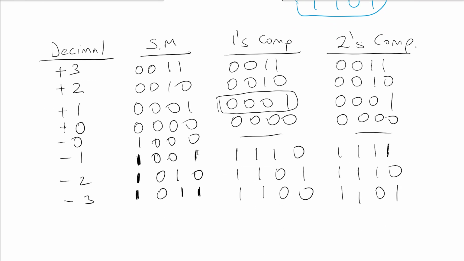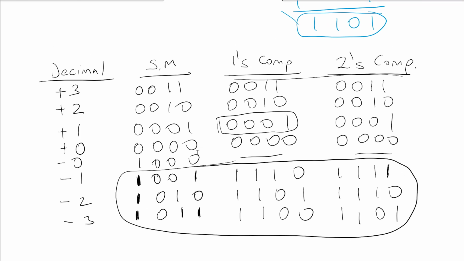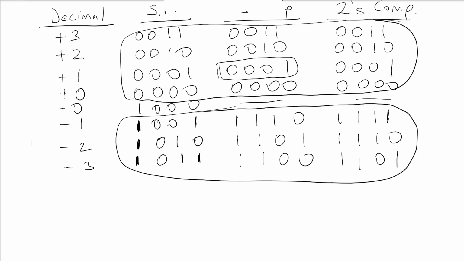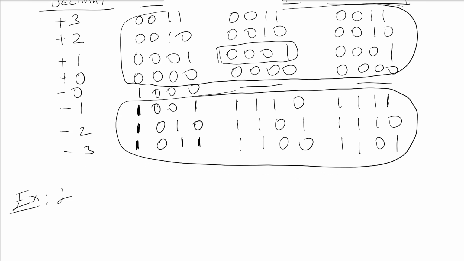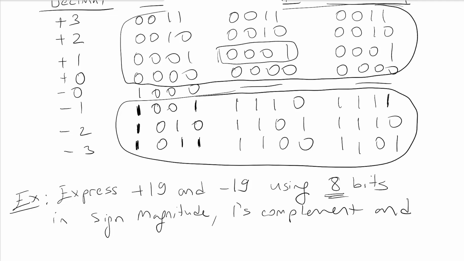So as you see, the negative number representations are different. But if you look at the positive side, they are the same in three representations. So let's do an example so that you might understand it better. We will say express plus 19 and minus 19 using 8 bits, in sign magnitude, 1's complement and 2's complement representations.